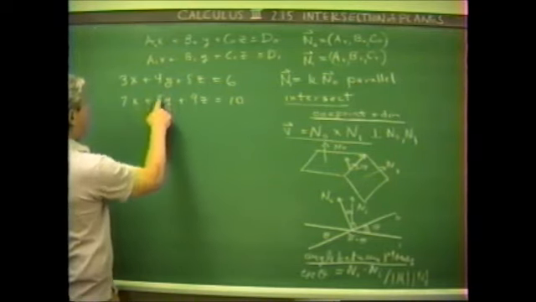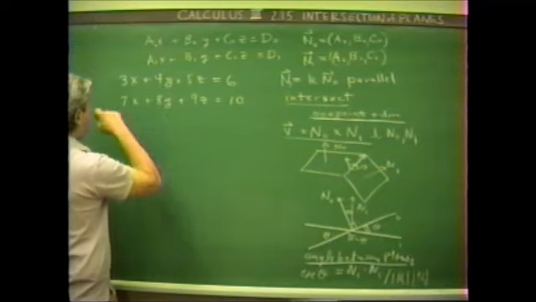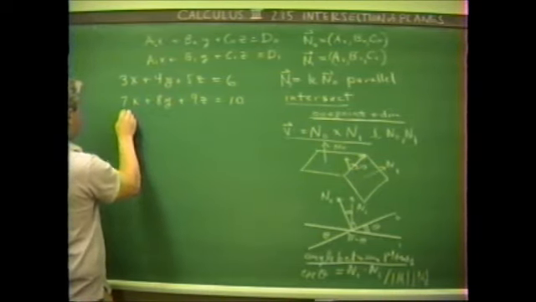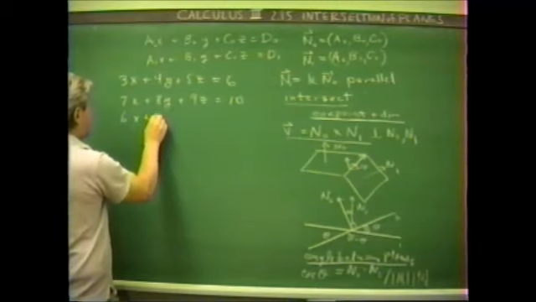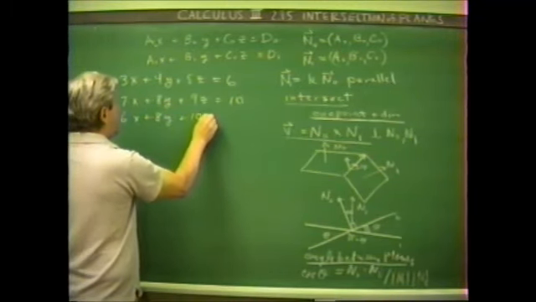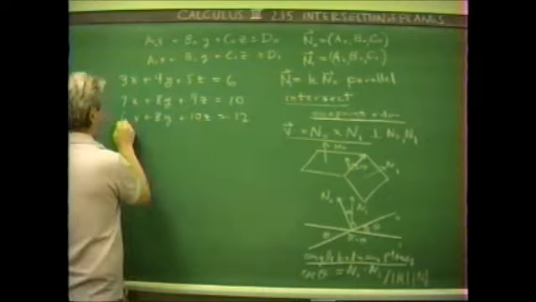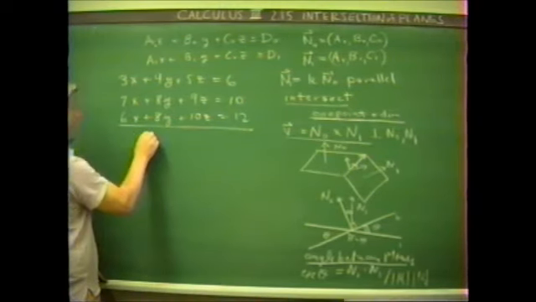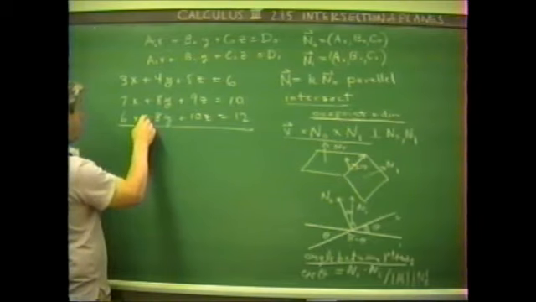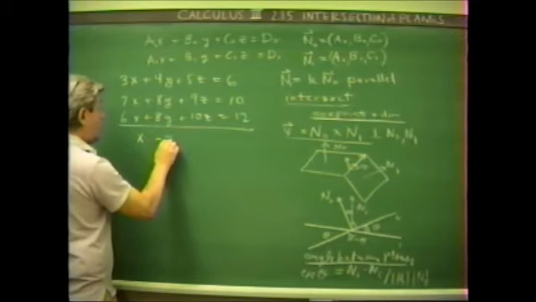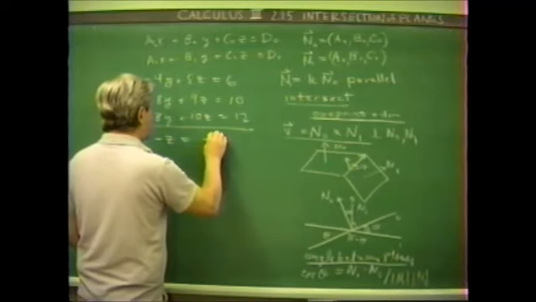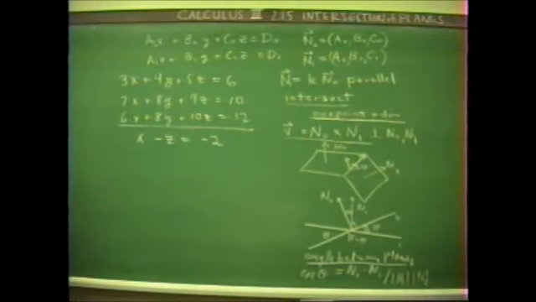Here, for example, we can eliminate the y variable from both of the equations. If we simply multiply the first equation by 2, 6x plus 8y plus 10z is equal to 12, and subtract here, in which case the y disappears and we get x minus z is equal to minus 2.